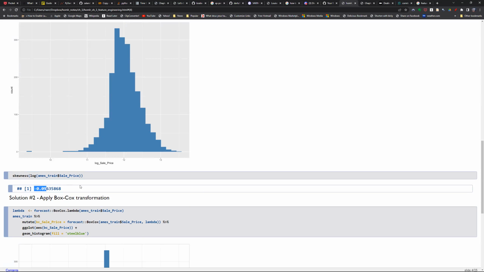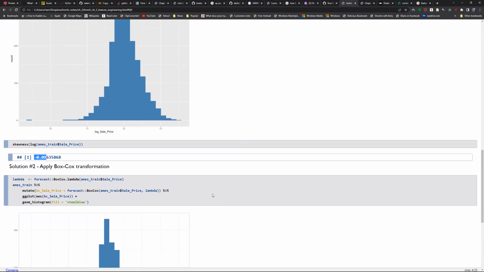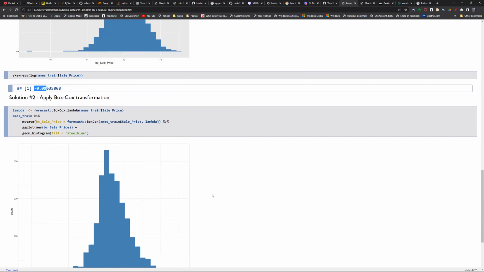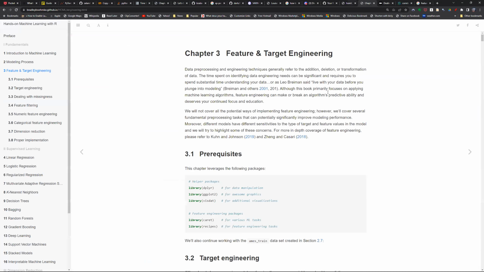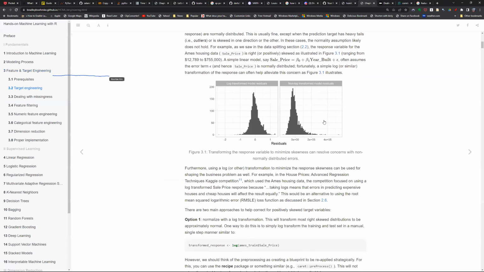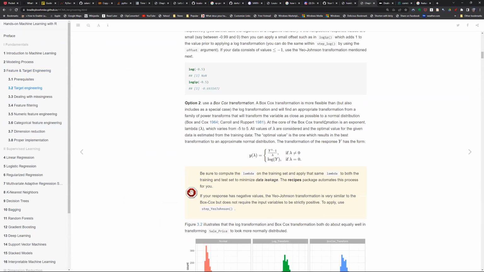Then another method that the author mentions, instead of a log, is to apply a Box-Cox transformation. And for that, let's go to the source. Let's go to the source here, and this is the transformation here.